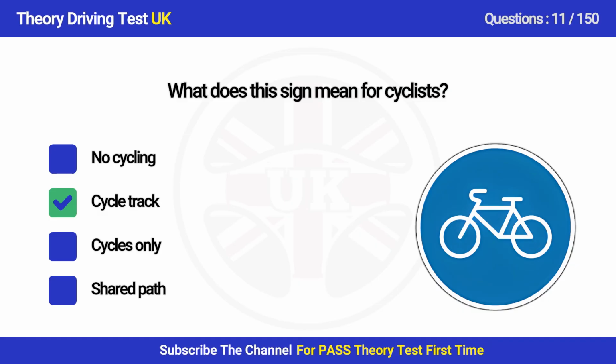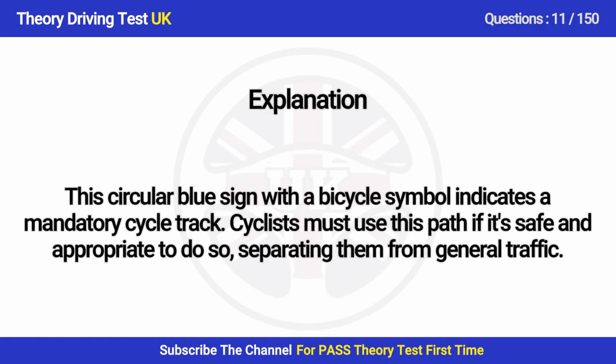Answer is B. Cycle track. This circular blue sign with a bicycle symbol indicates a mandatory cycle track. Cyclists must use this path if it's safe and appropriate to do so, separating them from general traffic.